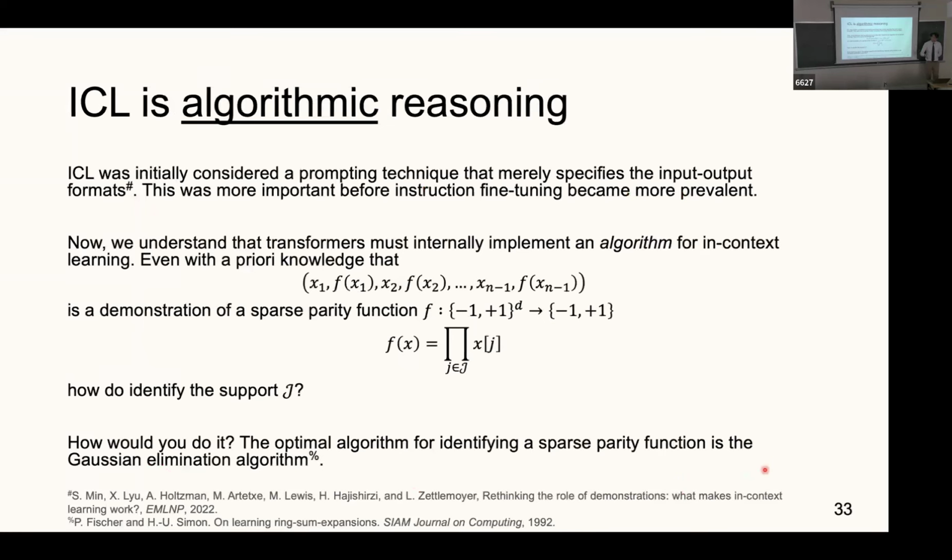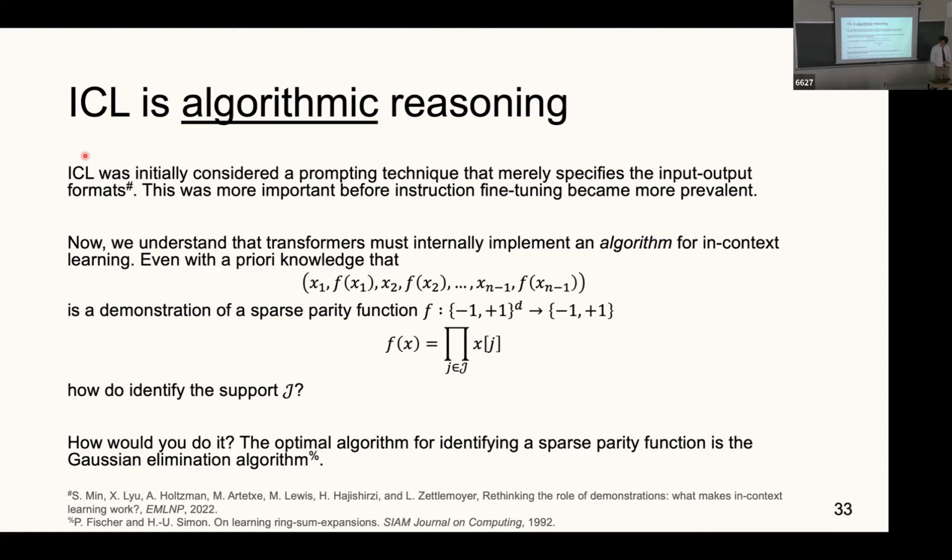And my claim, and this is not just my claim, is that what can be demonstrated is that ICL is algorithmic reasoning. When this capability was first observed around the year 2022, people initially thought of ICL as just a prompting technique that merely specifies the input-output formats.